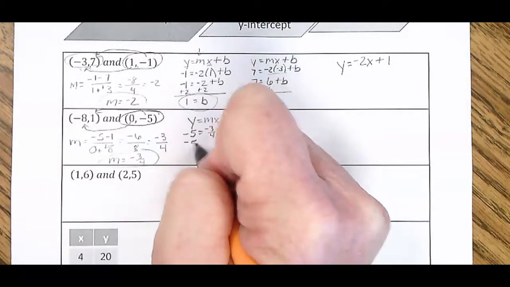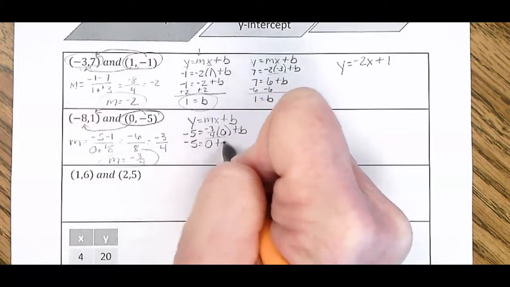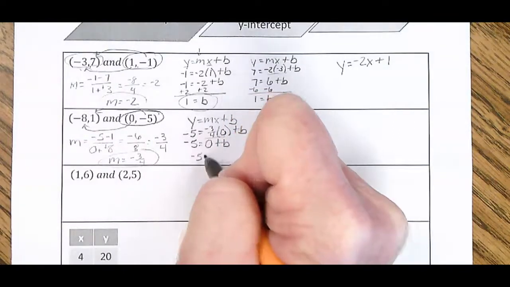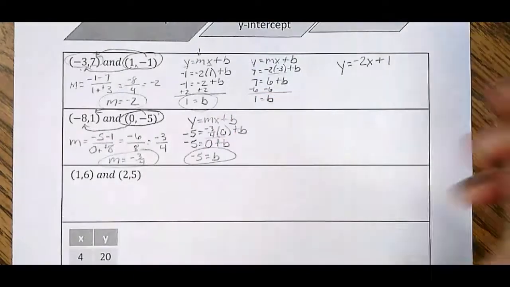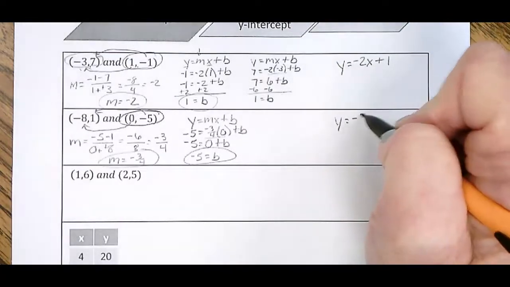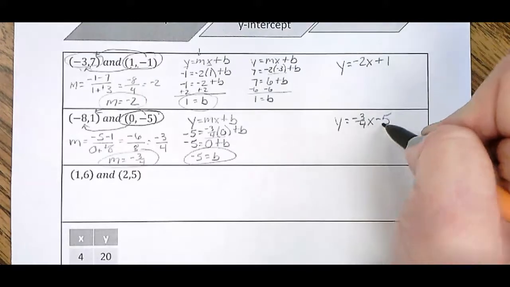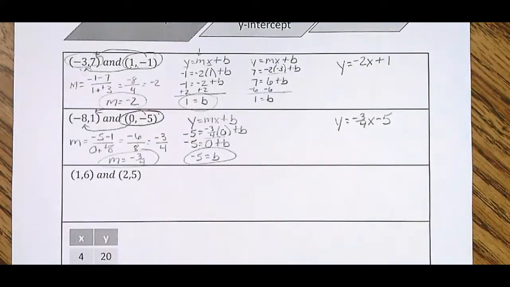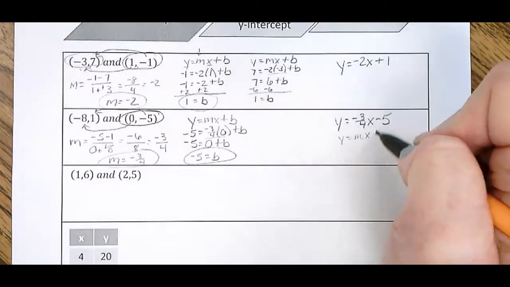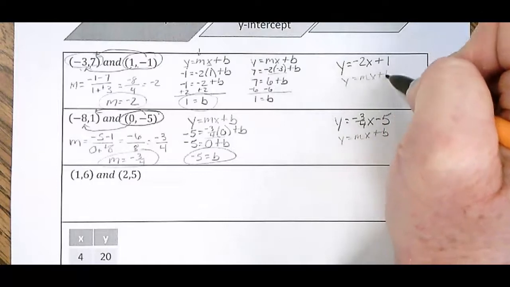Therefore, -5 equals -3/4 times 0, that's just 0, plus b. We don't really need to write 0, so we can just say -5 equals b. Now we can rewrite our equation. y equals m, -3/4 x minus 5. Remember, these are always in y equals mx plus b. This is exactly what we had up here. y equals mx plus b.